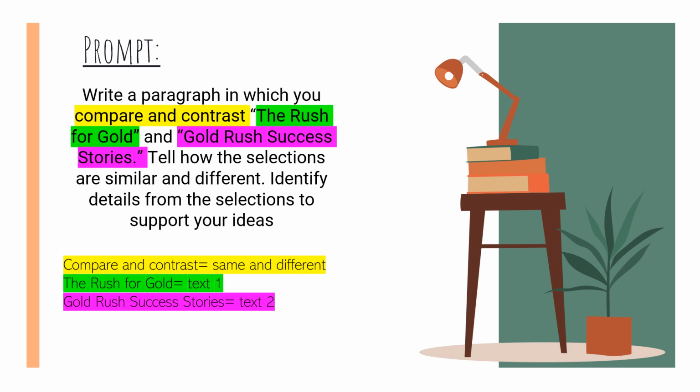Well, first of all, compare and contrast we know means to find the things that are the same and different. We need to be using both texts from this week. The first text is the Rush for Gold, which we read on Monday and Tuesday, and Gold Rush Success Stories is the second text that we read on Wednesday and Thursday.